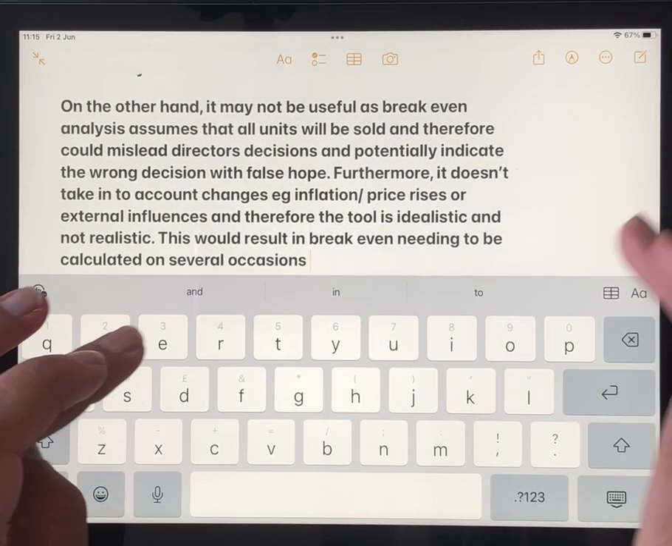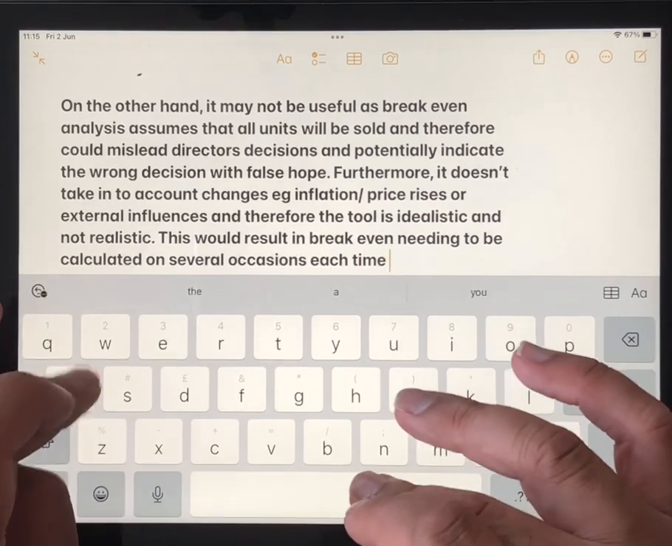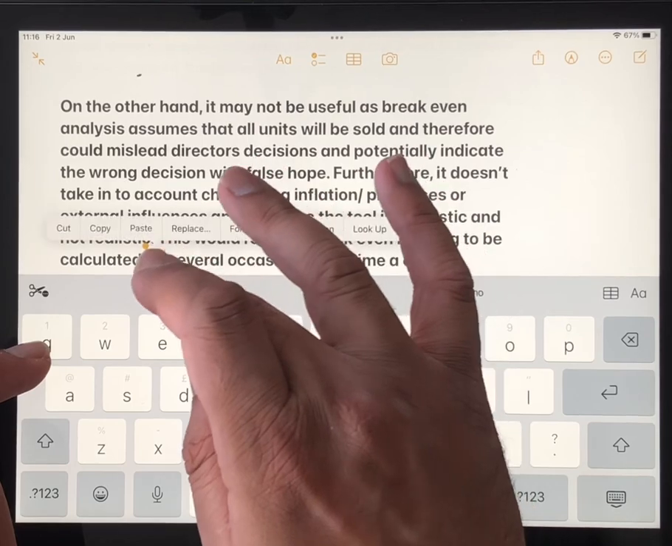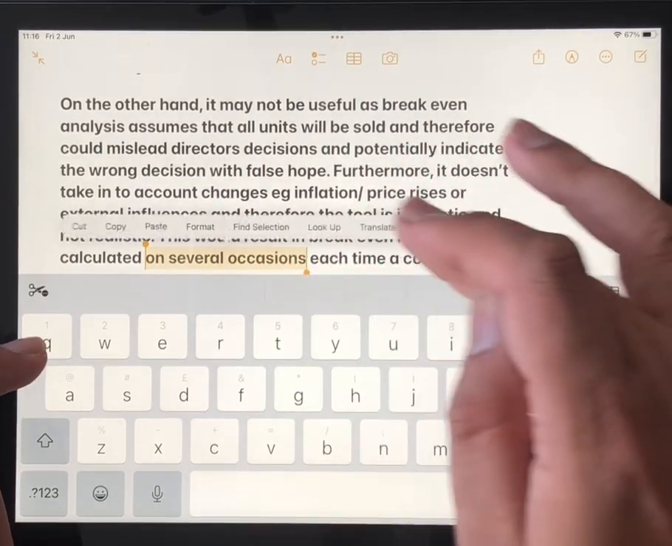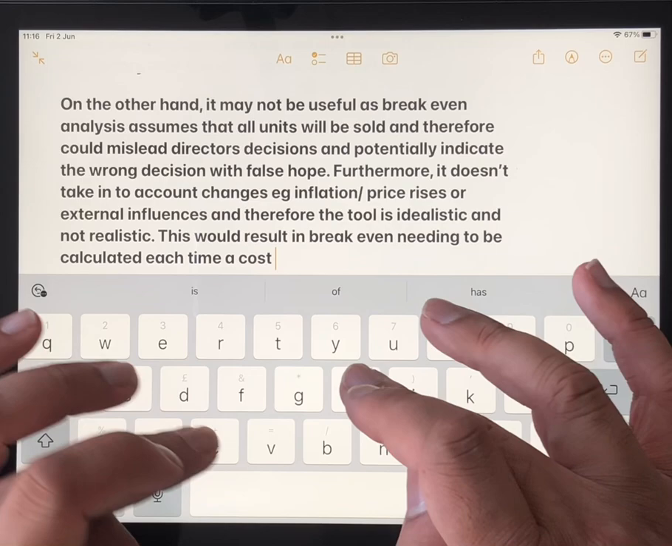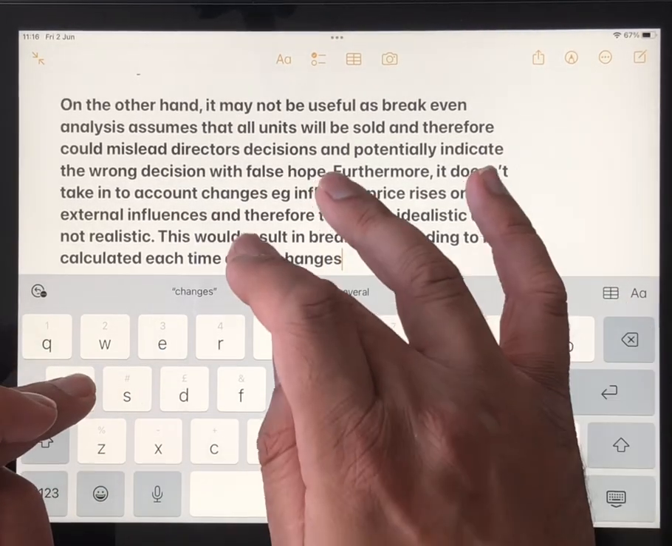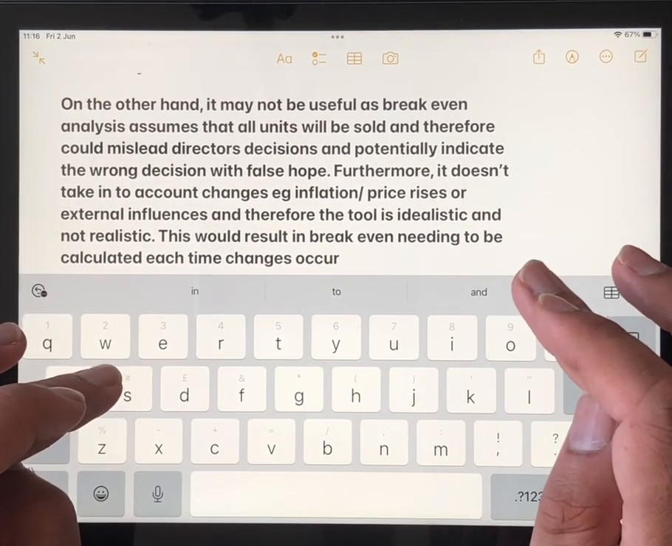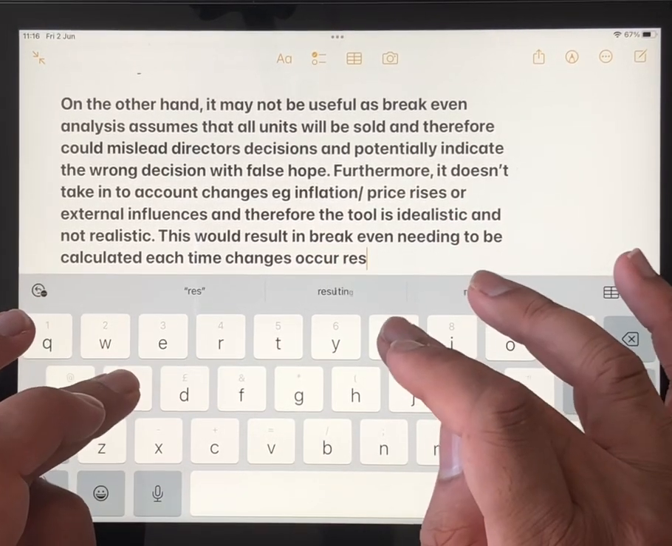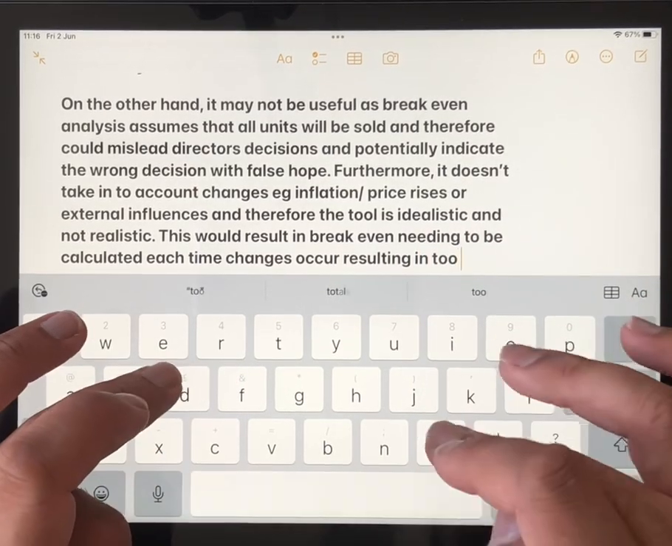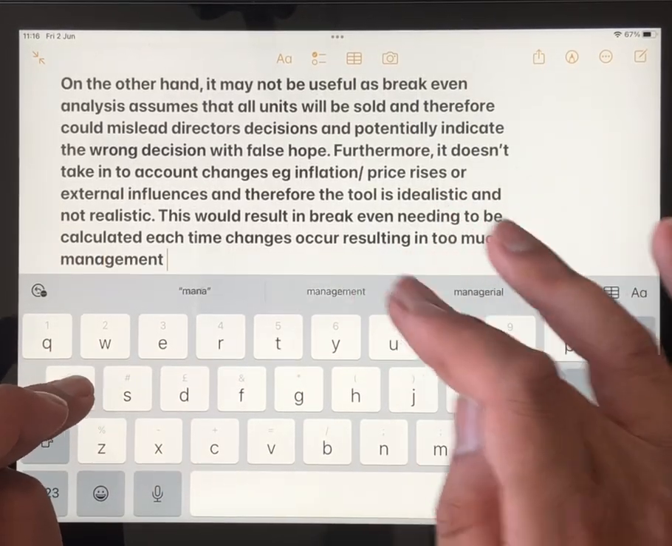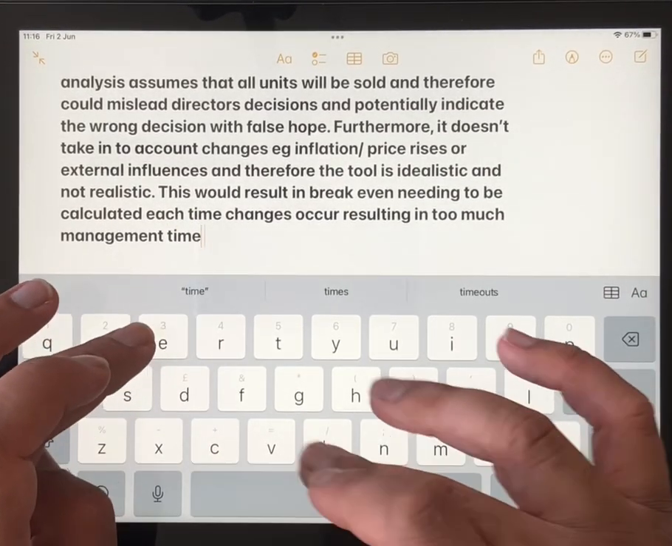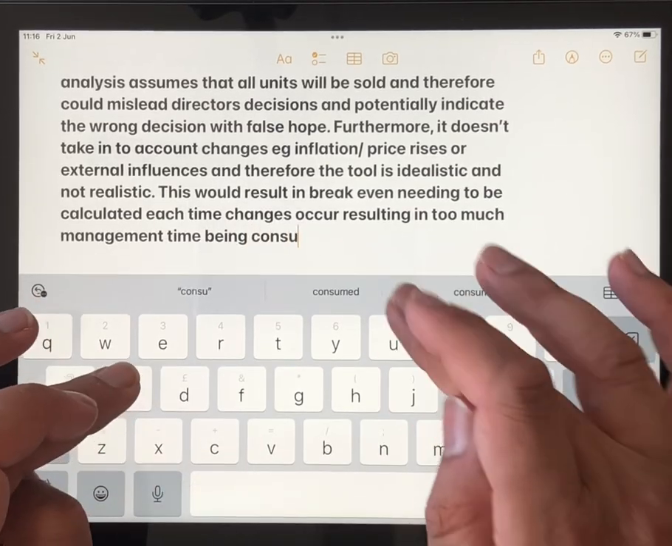Okay, each time a cost changes, or each time changes occur, resulting in too much management time being consumed. Okay, and that's pretty much it.